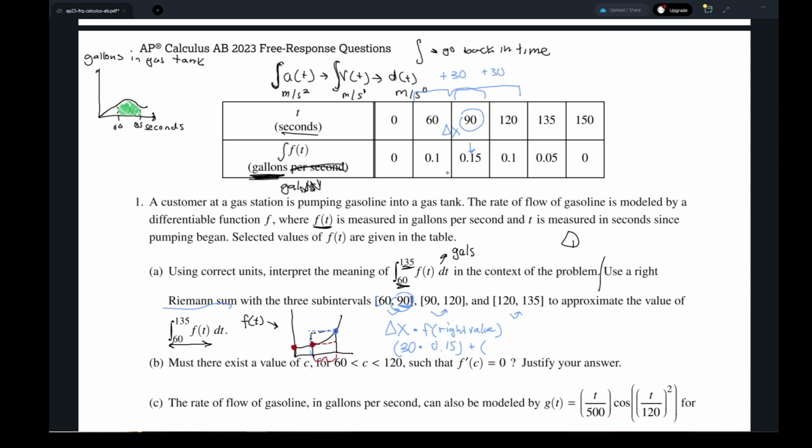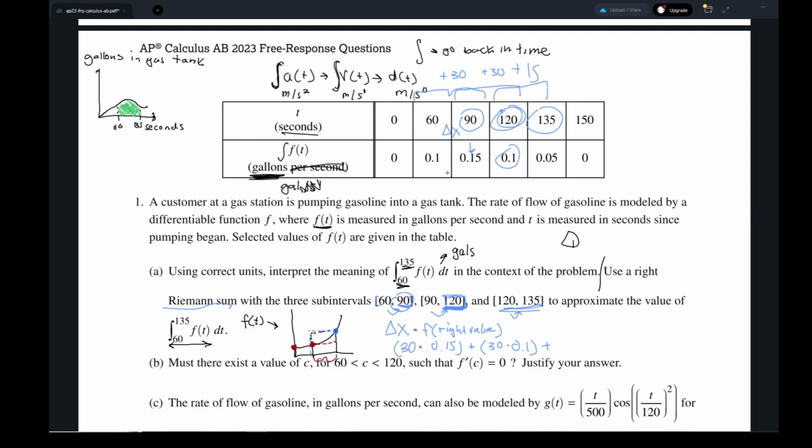By 30. So then I'm going to multiply that by 30 times f of my rightmost value, which is 120. F of 120 is 0.1. It's 30 times 0.1. Then I'm going to add that to my last interval. And here we're going from 120 to 135. That's going to be plus 15.